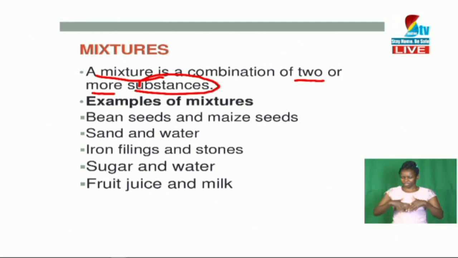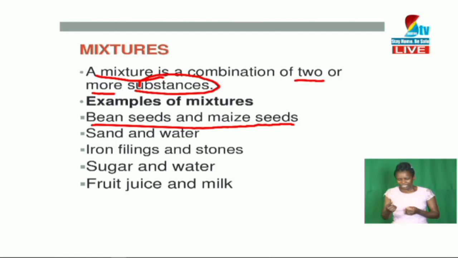So now I want us to look at the mixture of bean seeds and maize seeds. Here, these substances that have been mixed are both solids. So it means that when we have a mixture, we can combine a solid and another solid. Now looking at sand and water, this is a mixture whereby we have a solid and a liquid.